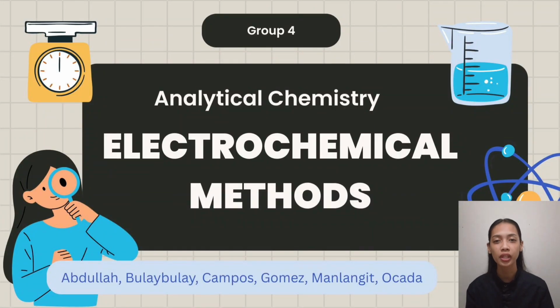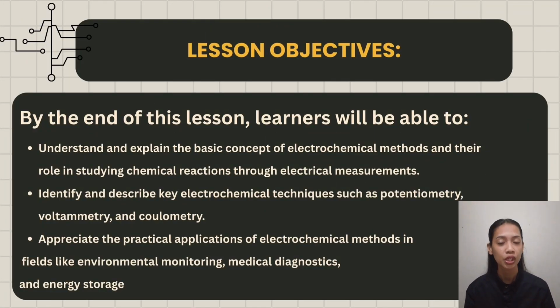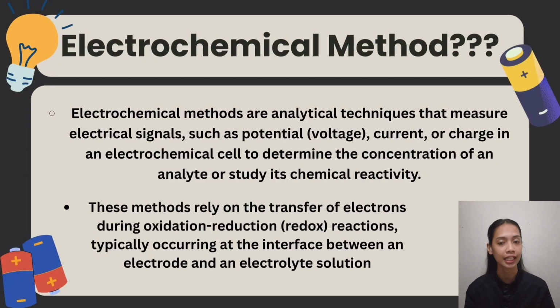Welcome! Today, we're going to explore electrochemical methods, which are powerful and widely used tools in analytical chemistry. These methods rely on measuring electrical signals such as voltage, current, and charge that arise from chemical reactions happening in an electrochemical cell. Specifically, they study redox reactions where electrons are transferred between chemical species at the surface of electrodes immersed in a solution. Electrochemical methods are popular because they are highly sensitive, fast, and cost-effective, making them ideal for detecting and measuring chemicals in a variety of samples.